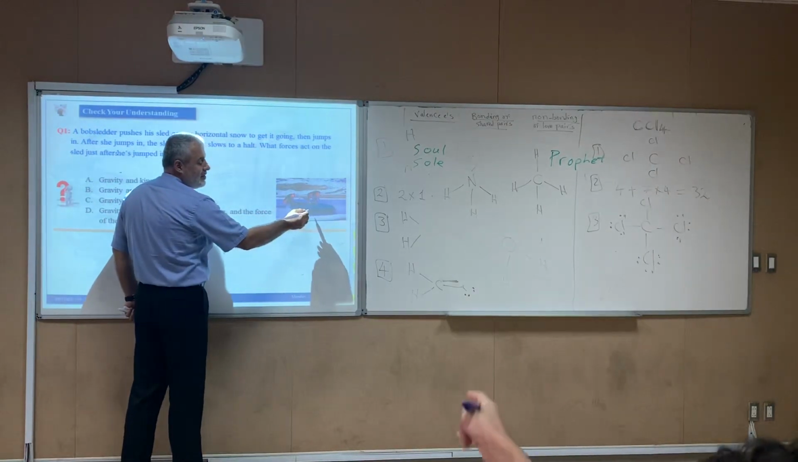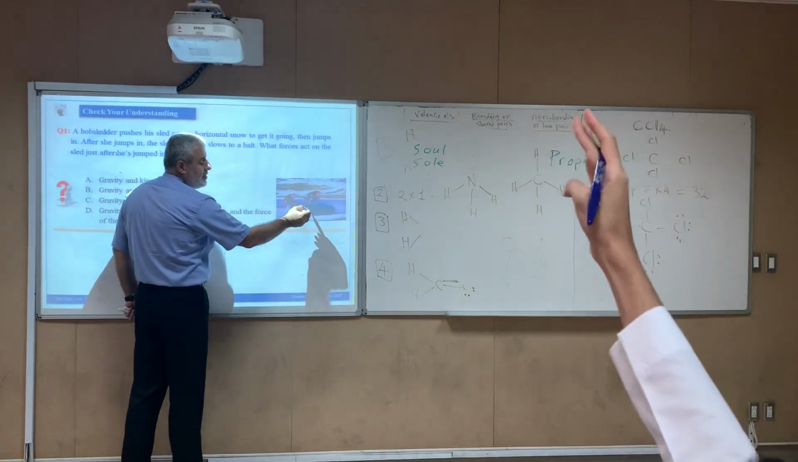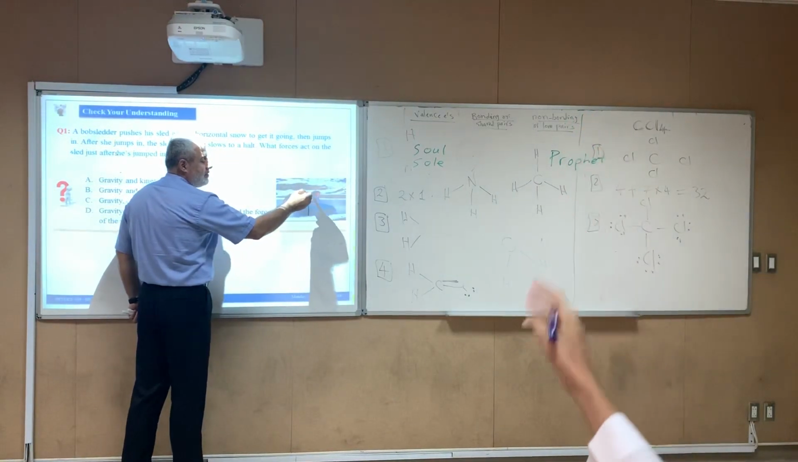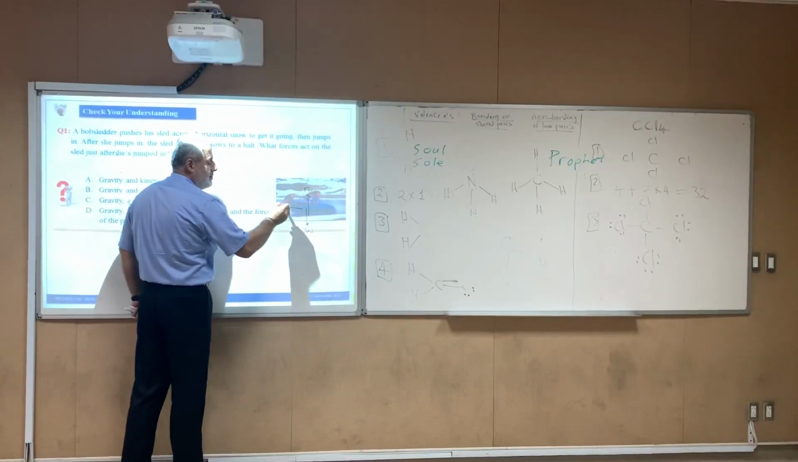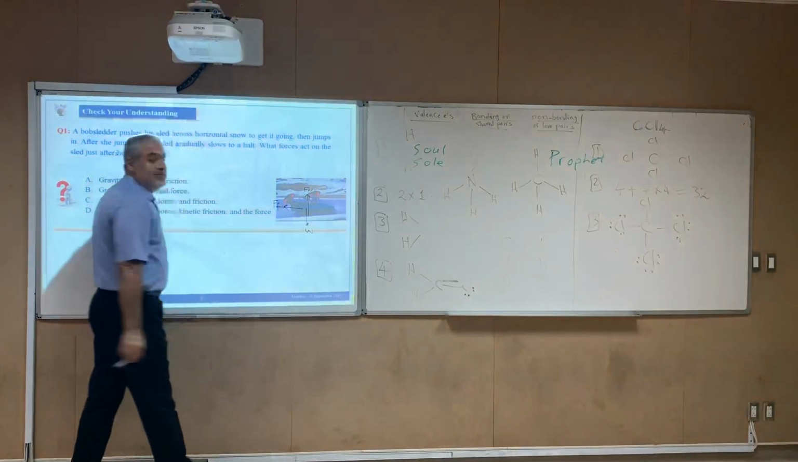There's a surface, so there's going to be a normal force. And there's gravity for sure, which is the weight. And there's a friction force because it slows down. So it's C.